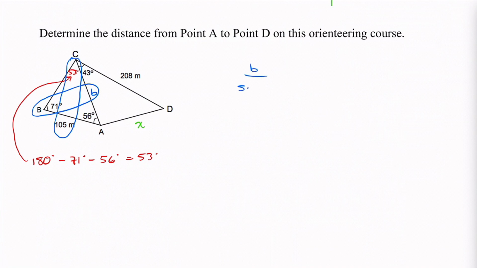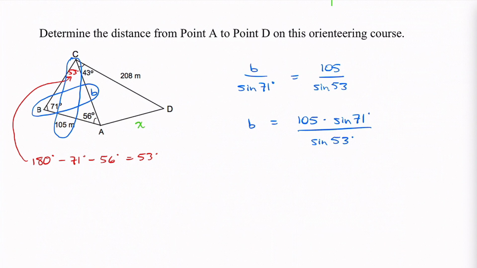So b over sine of 71 degrees equals, and then use that other matching pair, 105 meters divided by sine of 53. And then to solve that, just multiply on both sides by sine of 71. So you get 105 times sine of 71 degrees, and then divided by sine of 53 degrees. Okay, and then using our calculator to get that, you're going to get about 124.31... There's more decimals after that. Again, we don't want to round because this isn't the last thing we are trying to find.